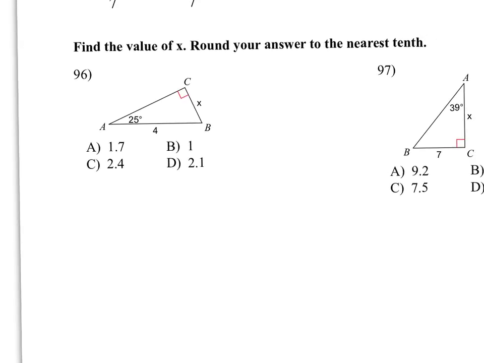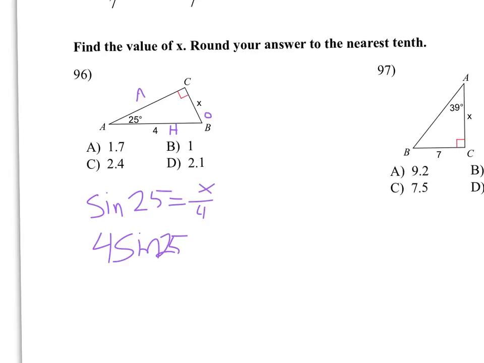For number 96, we've got to find the value of x. And I'm going to do this based on labeling my triangle. There's my hypotenuse, opposite, and adjacent. So this is going to be a sine problem. So sine 25 equals x over 4. x equals 4 sine 25. And I want to do that out. We get 1.6905.